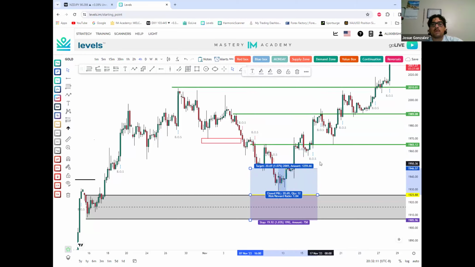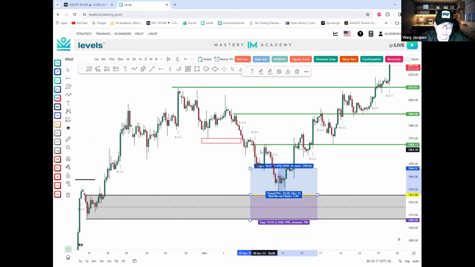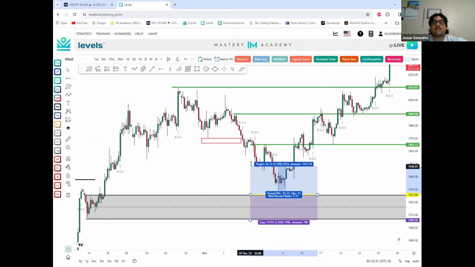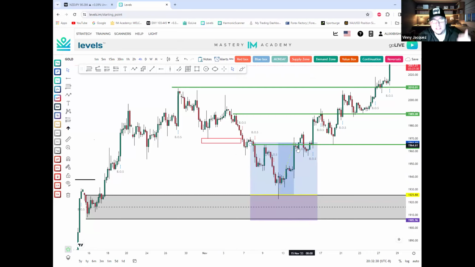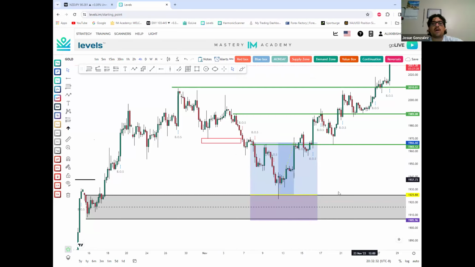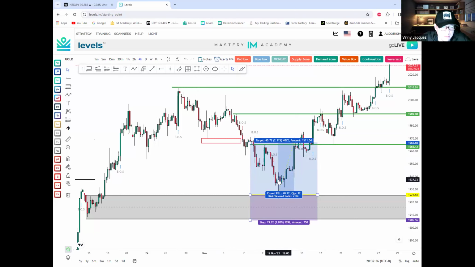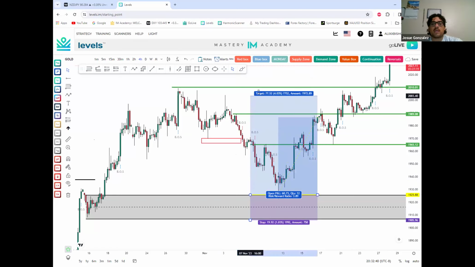I like to take my partials at minimum 1-to-2, at a certain partial point. Now you can see just here with this market structure, this is a pretty solid partial point. That's also around, I would say, 1-to-2. It's just shy of 1-to-2, but that's solid. So 1-to-1, I like to go break even, and then 1-to-2, I like to partial. Nice, awesome.